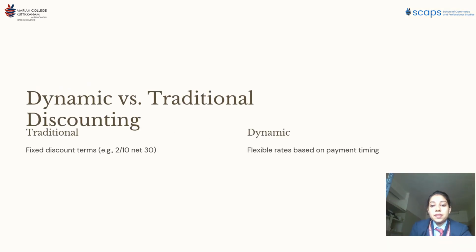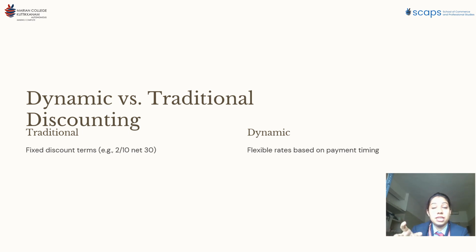So here comes the main thing, the difference between the traditional discounting, the basic discounting we know about, and the new discounting that we have been discussing, the dynamic discounting. So what's the difference between these two? Traditional discounting typically involves fixed discount rates, right? For example, 2/10 net 30 means a 2 percent discount when the payment is made within 10 days. Otherwise the full amount has to be paid by the buyer after the deadline. That's how the basic discounting works.